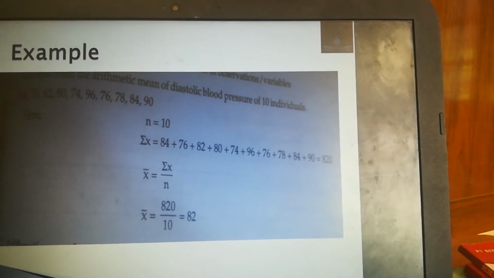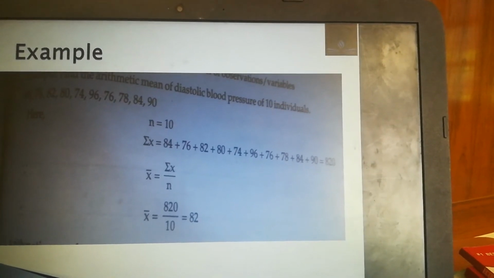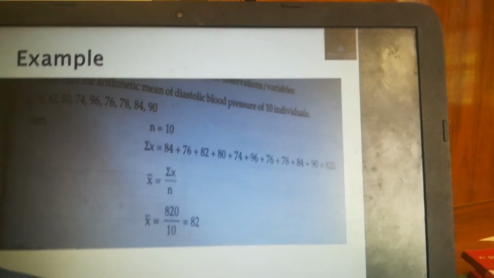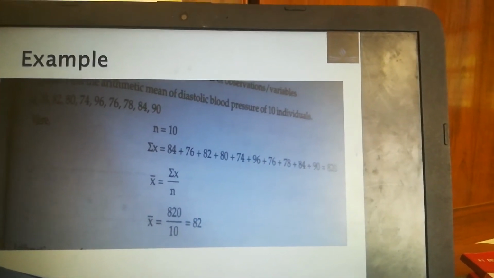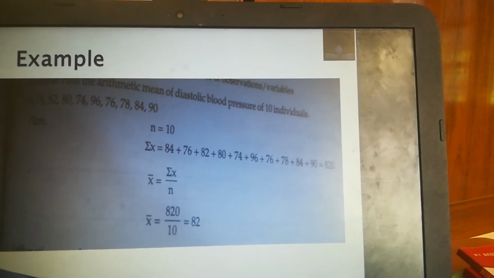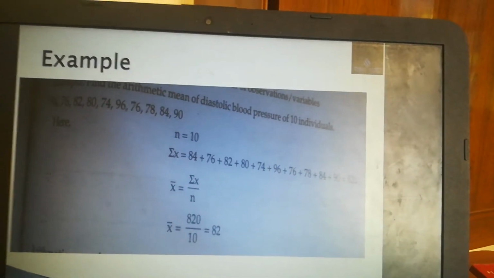And the formula used for arithmetic mean is summation x divided by n. Here n is 10, so 820 divided by 10 is 82. So the mean value is 82. Hope it is clear for you.